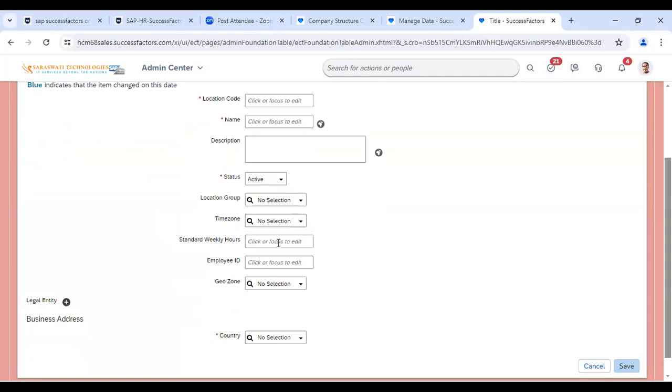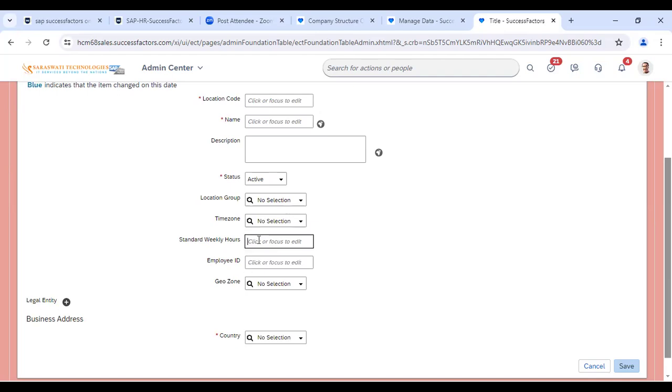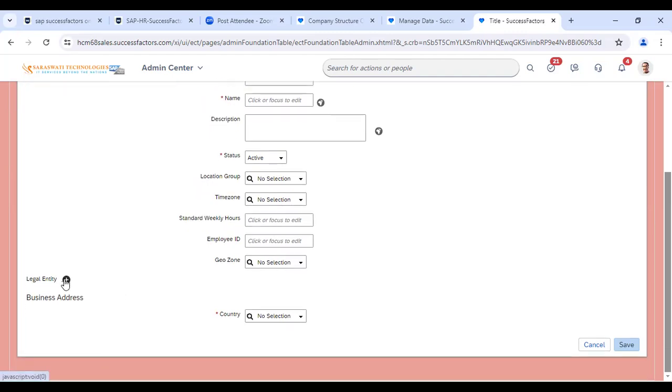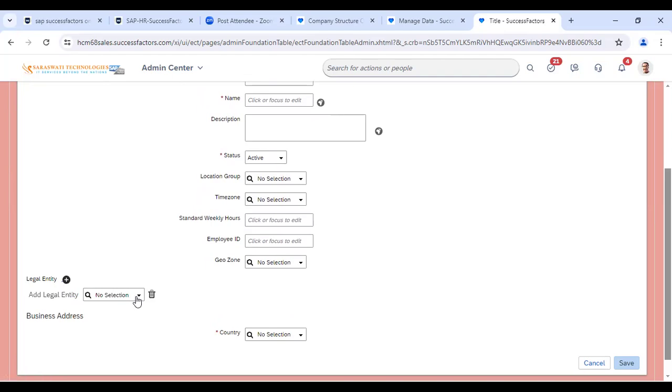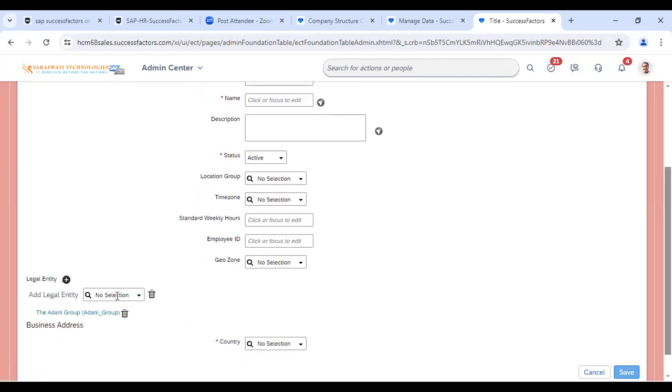Standard weekly hours, as you have seen in the company code, where the legal entity has 48 weekly hours, you have to set here. Employee ID you need to leave blank here. Legal entity is very important. For example, if you are creating this for Adani, this location is basically related to this one, or you can associate it with a different location.